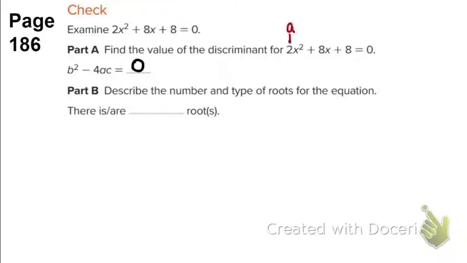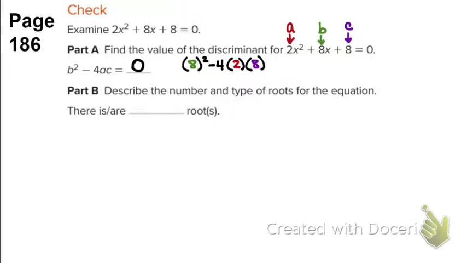So I know my A value is this 2 right here. My B value is 8. My C value is also 8. So I'm going to substitute into the formula for the discriminant. So I have B squared, so 8 squared, minus 4 times A, which is 2, times C, and C was 8.